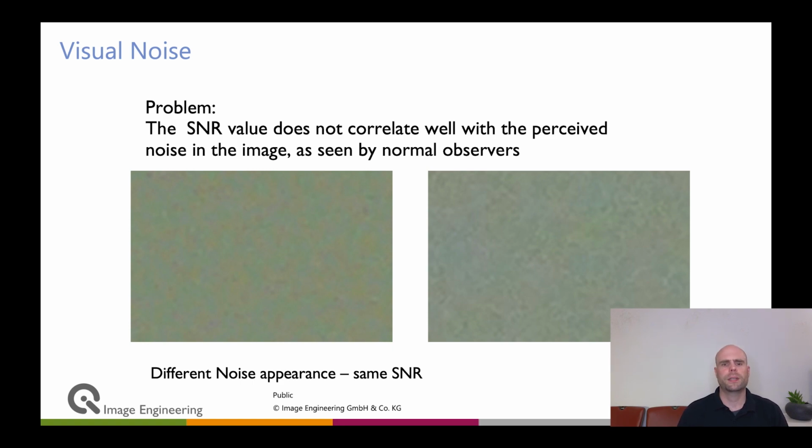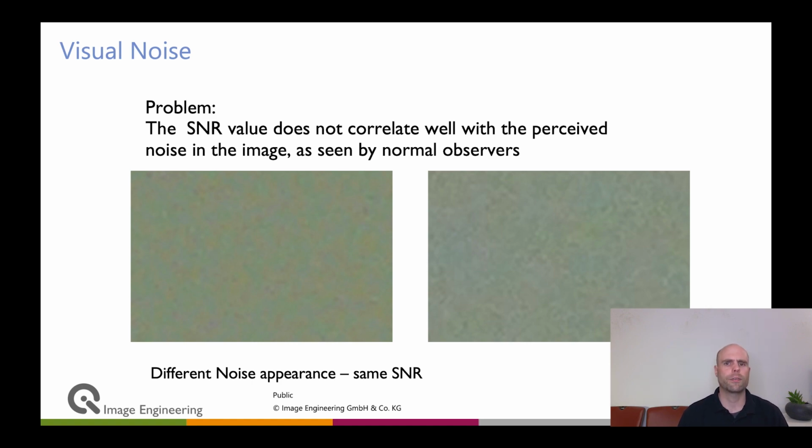SNR does not correlate that well with human perception. So even though people say, yeah, you need this certain SNR so that you cannot see noise, you have to be careful with these statements, because the SNR does not correlate that well. That's our experience in our lab when testing hundreds, thousands of cameras. You can end up with two cameras that have the same SNR but visually show a different amount of noise, or you don't see any difference but you measure a difference in SNR. So both can happen.